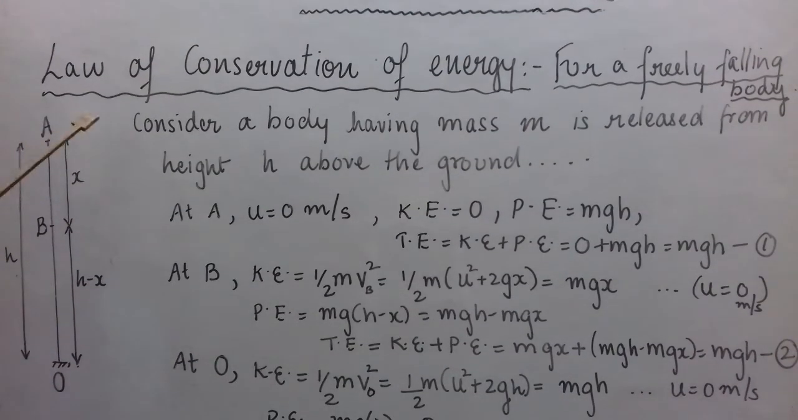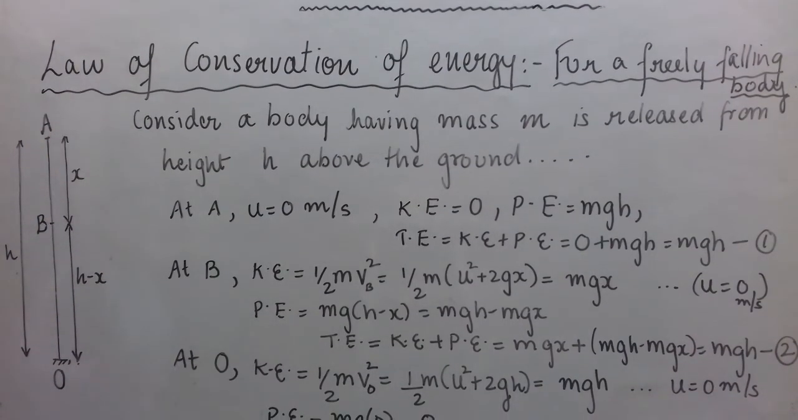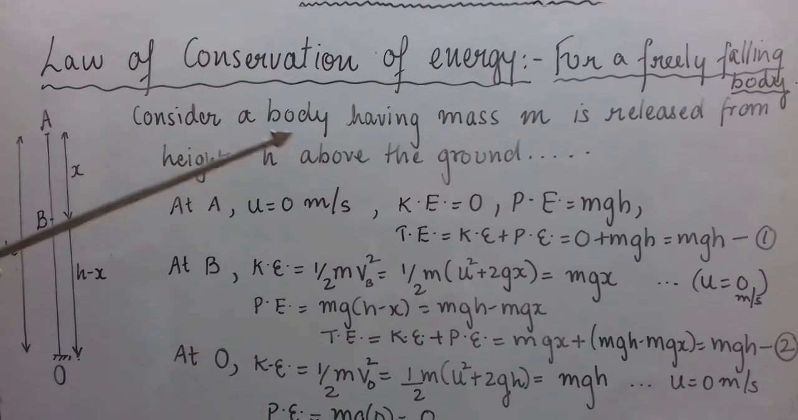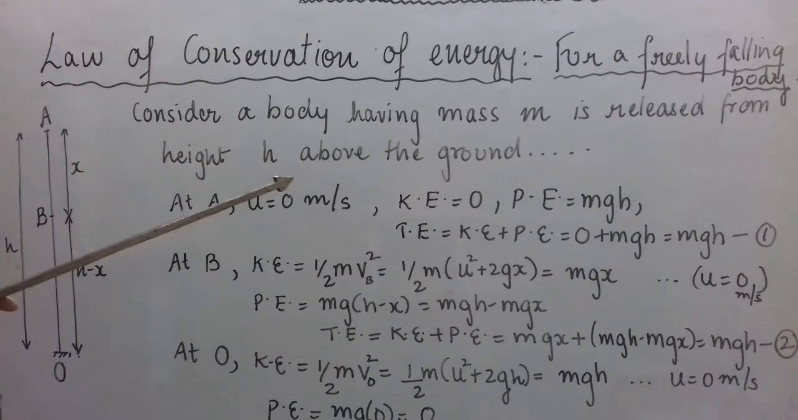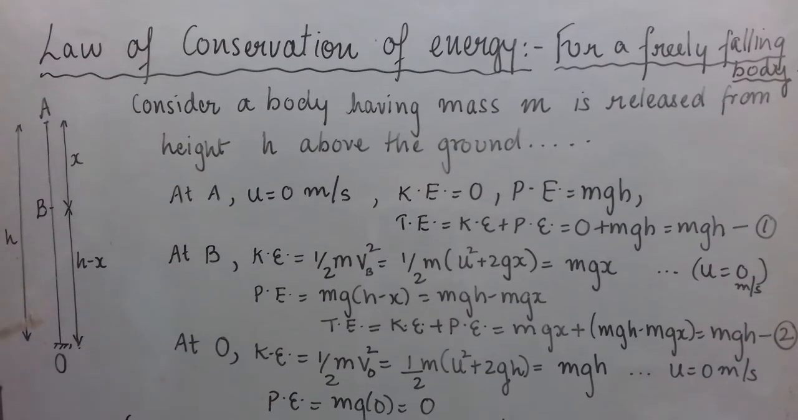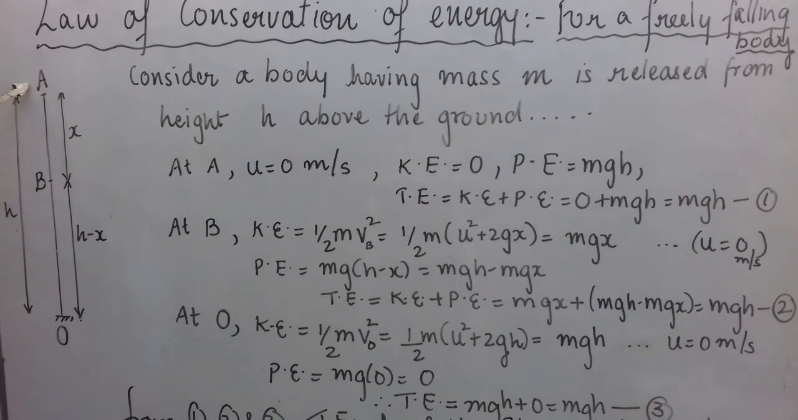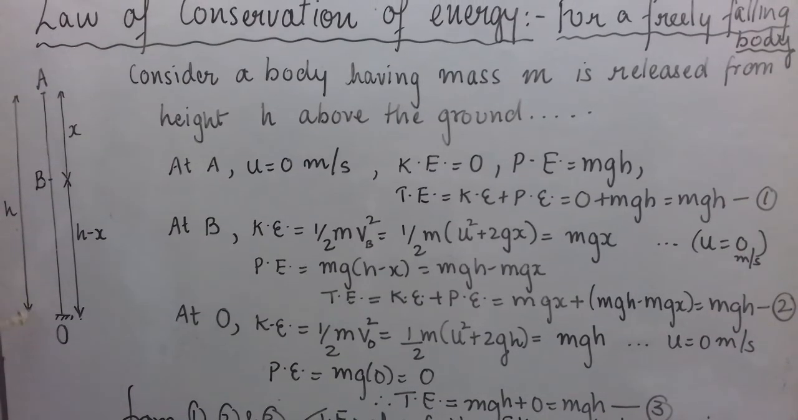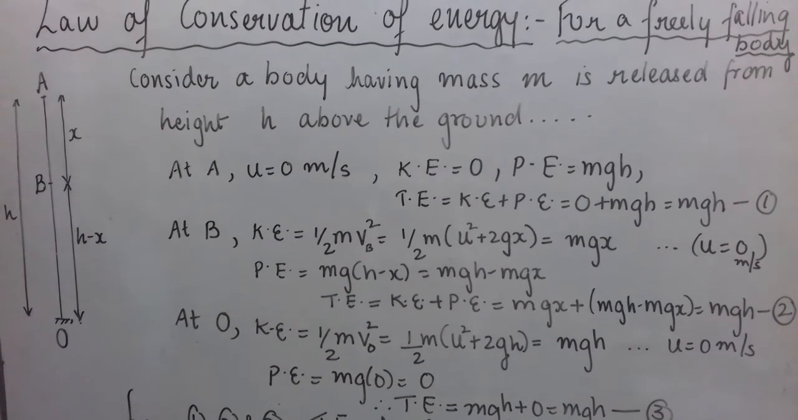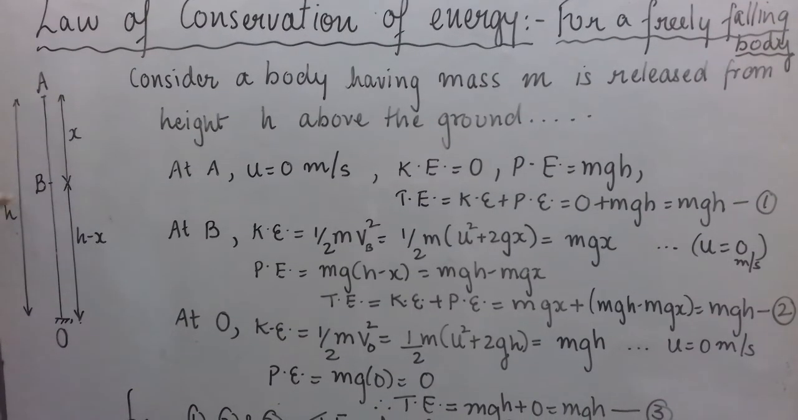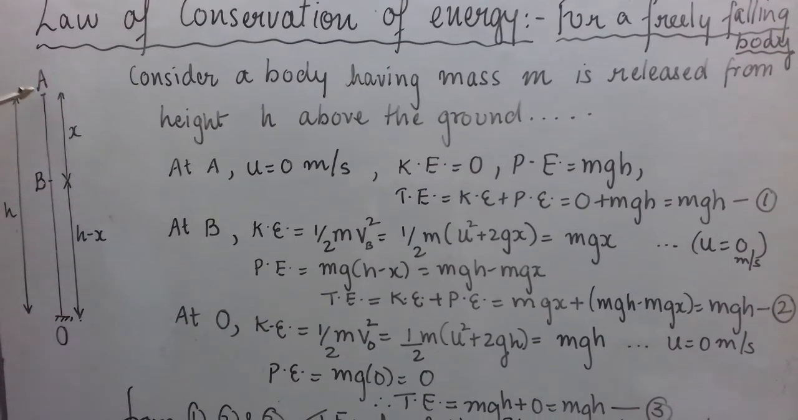I have written here an introduction in short. So consider a body having mass m, which is released from height h above the ground. Have a look at this diagram. This O is a point close to the ground, so this is O, this is the ground. And here A is a point which is lying at height h above the ground. So consider a body of mass m, first lying at point A at height h above the ground. Let it be released or dropped from A.